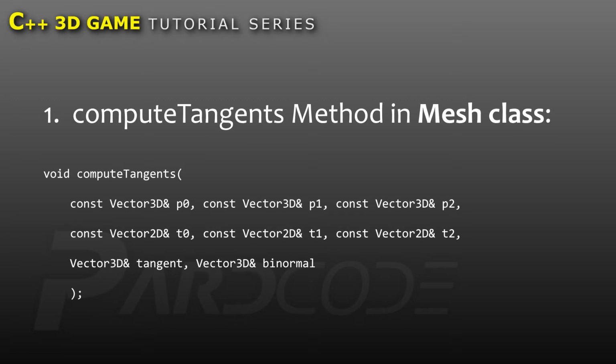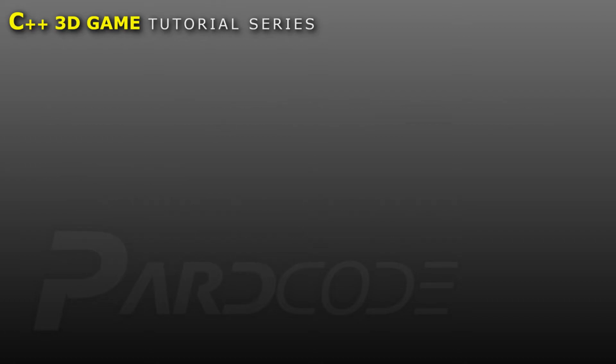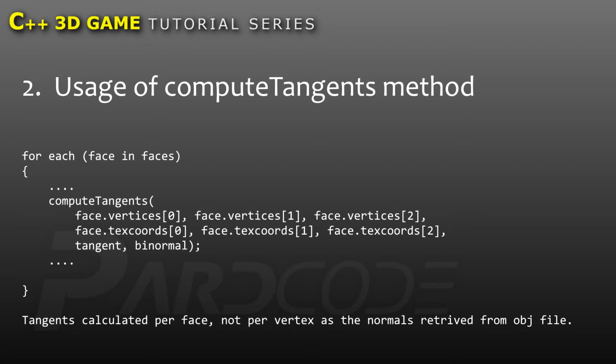As first thing, we add a compute tangents method in the mesh class with the following parameters. The 3 points P0, P1 and P2 and the three texture coordinates t0, t1, and t2 as input parameters, and then the tangent and binormal vectors as output parameters. Here we will place the equation we have just discussed. Then, in the mesh constructor, where we retrieve all the vertices of our object, we calculate the tangent and binormal per face. That's fine, but unfortunately we have to do something more.